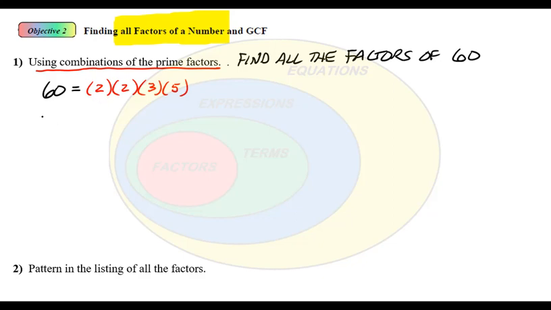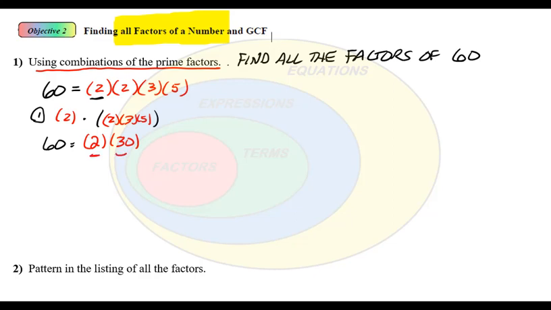So say for the first combination we took a 2 as one of the factors, and then the other factor would be the 2 times 3 times 5. If we multiply those together, you see that 60 would equal 2 times, and then 2 times 3 times 5 is 30. So 60 also has factors of 2 and 30.